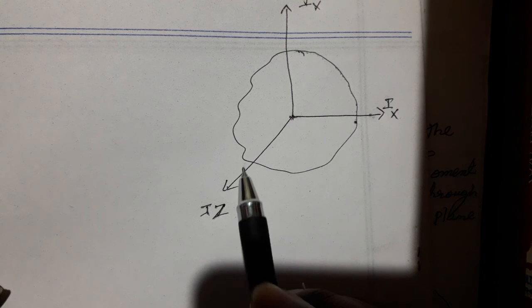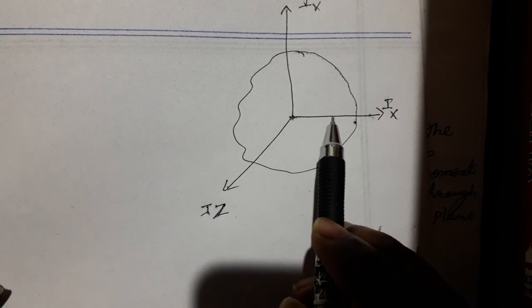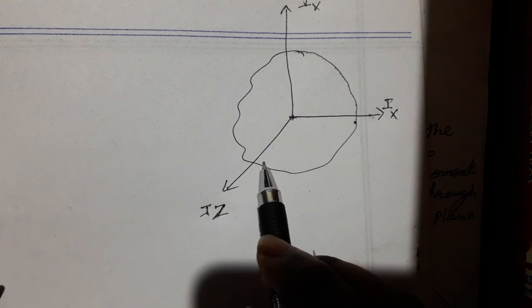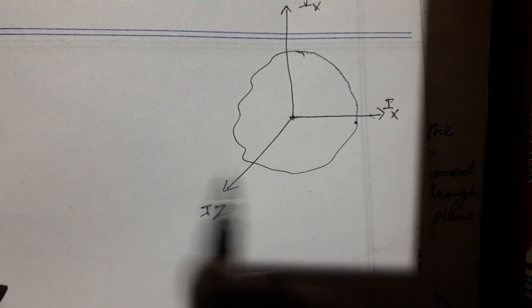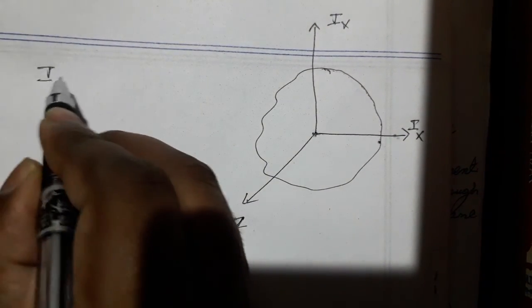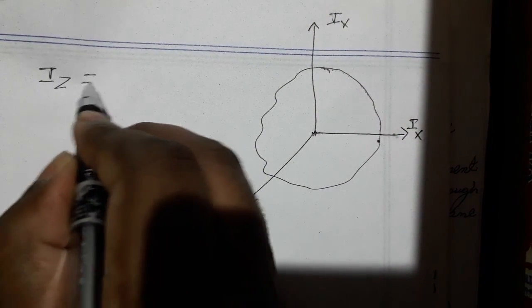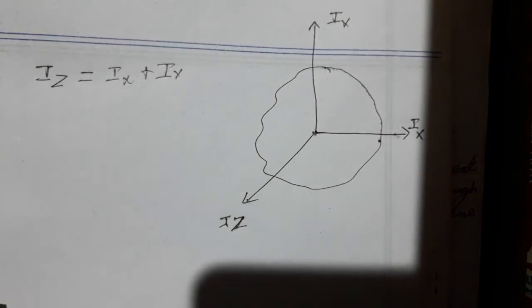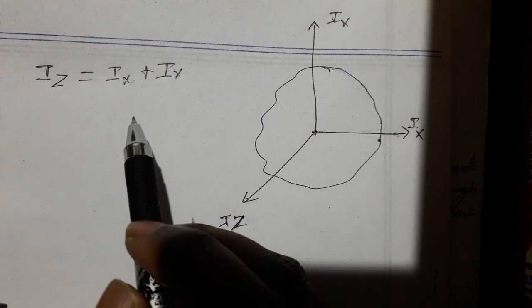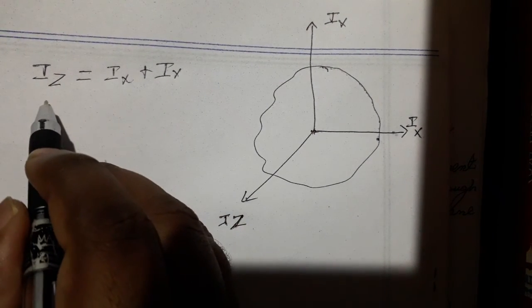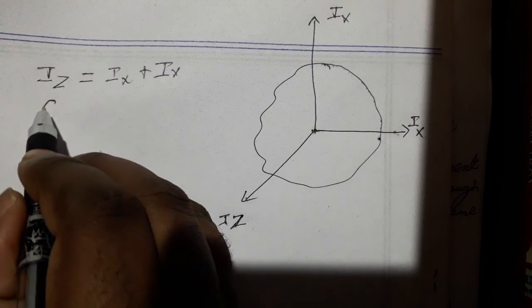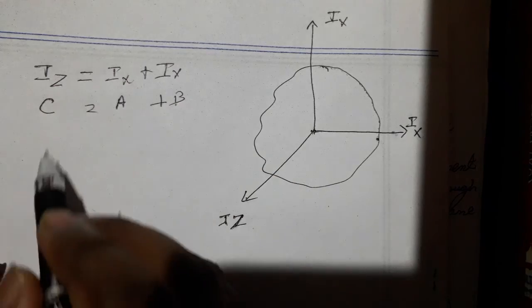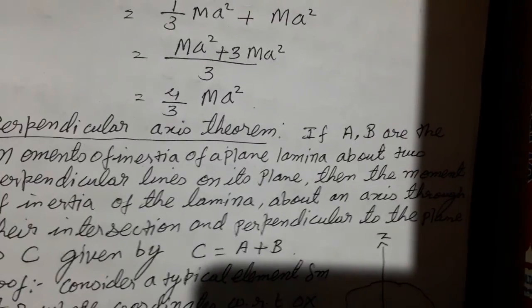According to the perpendicular axis theorem, if you know the moment of inertia about two perpendicular axes, then the moment of inertia about the axis perpendicular to both is given by Iz equal to Ix plus Iy. That is the perpendicular axis theorem. Here, if we denote the moment of inertia about the z-axis by C, about the x-axis by A, and about the y-axis by B, we get C equal to A plus B.